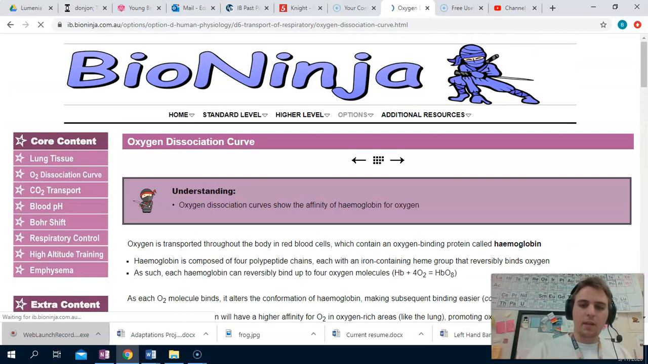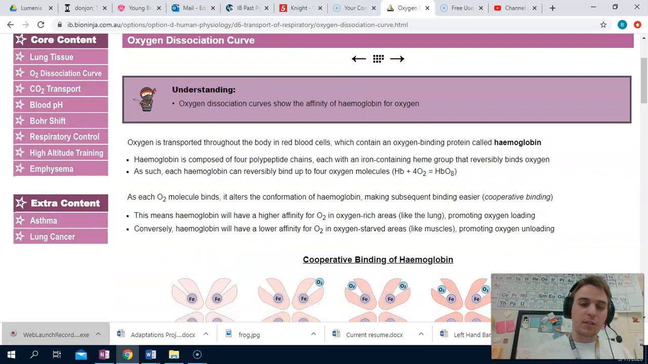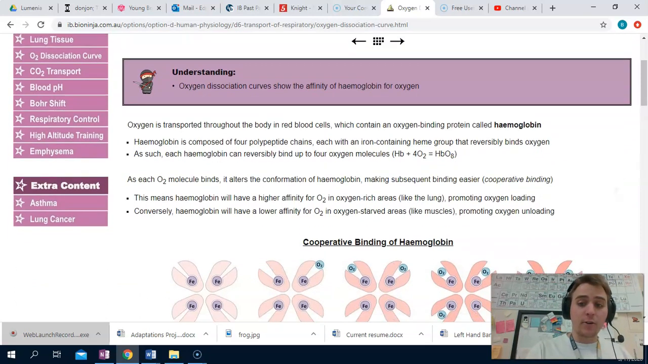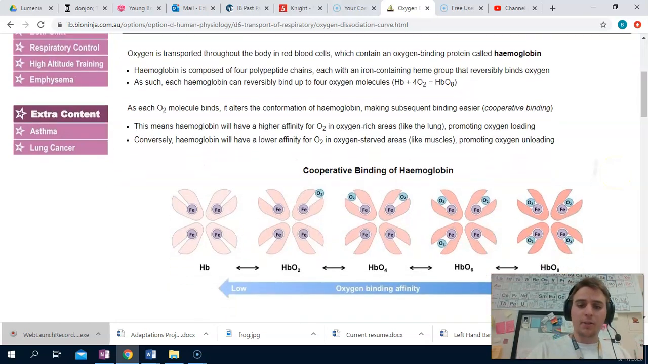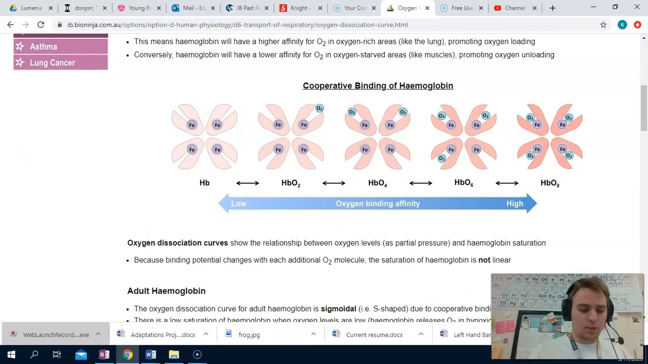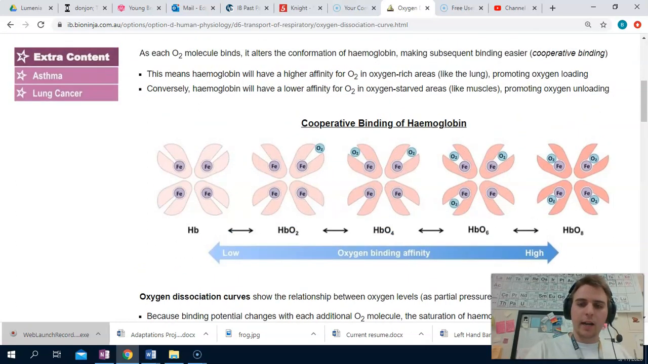So here's the meat of this video and this lecture: an oxygen dissociation curve. Hemoglobin is our best friend. Hemoglobin is the protein that actually carries oxygen in your blood and throughout your bloodstream, and this shows very nicely what hemoglobin looks like and how it works.